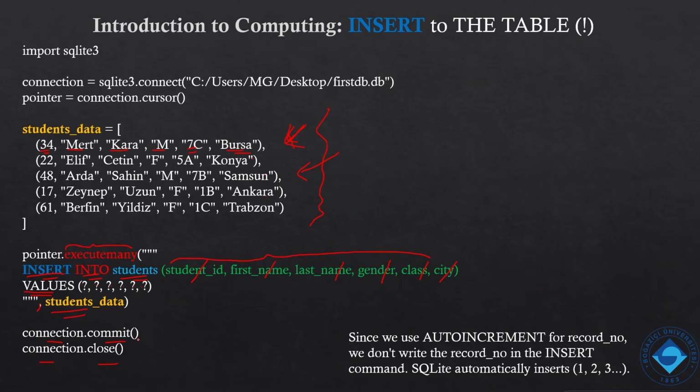And if you pay attention, since we use auto increment for record number one page before, we don't write record number in insert here. Can you see? We don't write record number before student ID, and SQLite automatically inserts it.